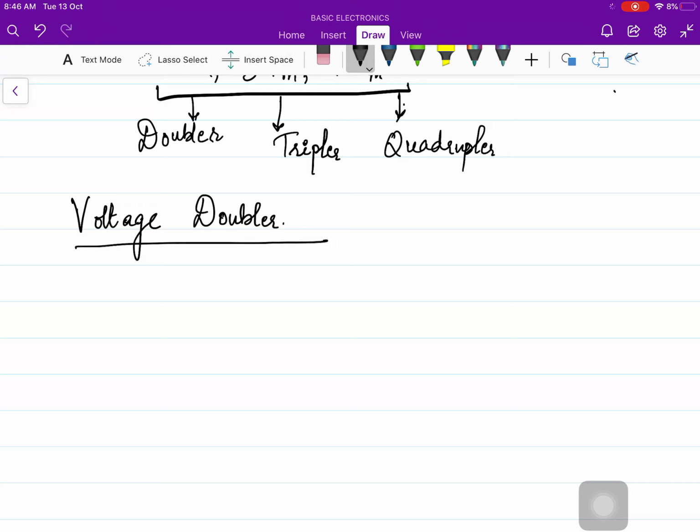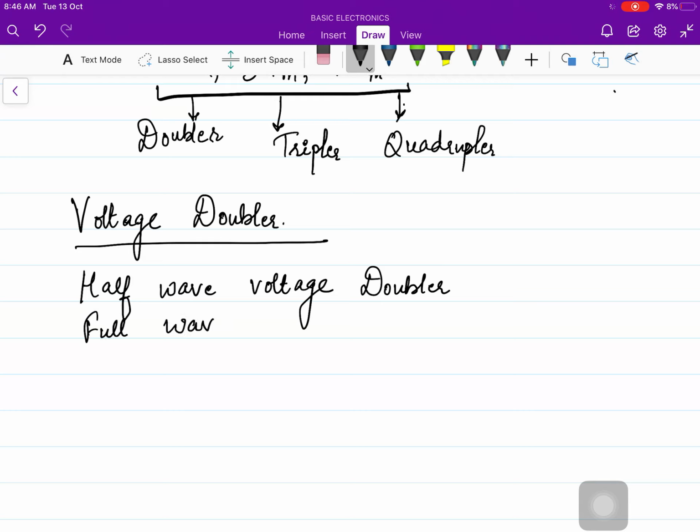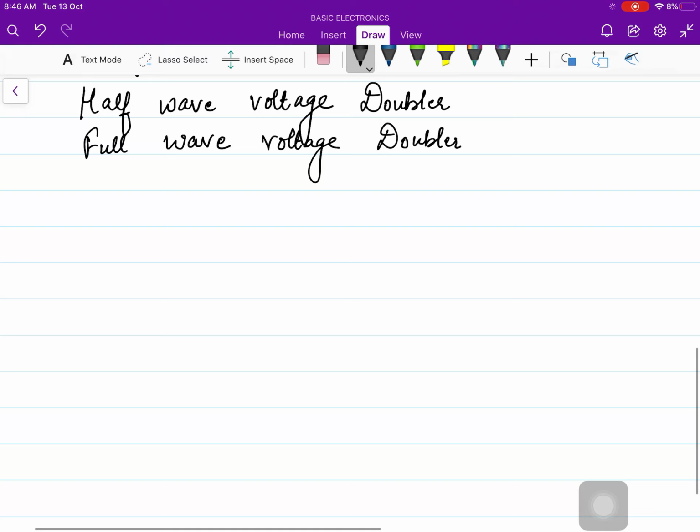In the category of voltage doubler, we will study two doublers, that is the half wave voltage doubler and the other is the full wave voltage doubler. So let us first of all study the half wave voltage doubler. We will see the circuit of the half wave voltage doubler, analyze it and calculate the output for it.